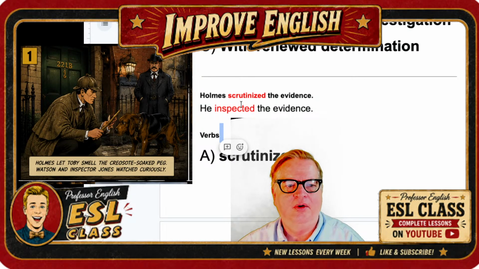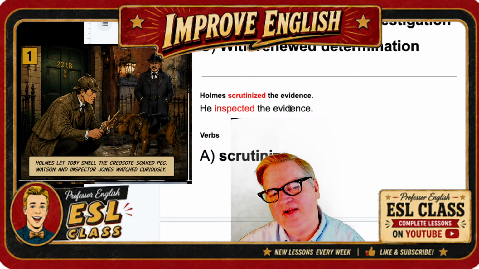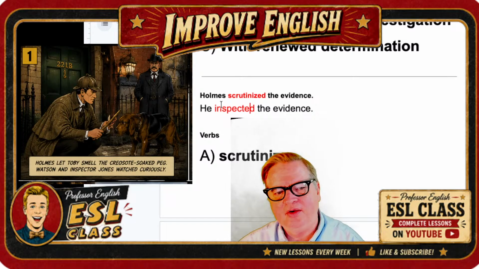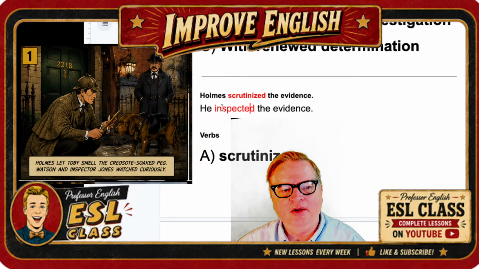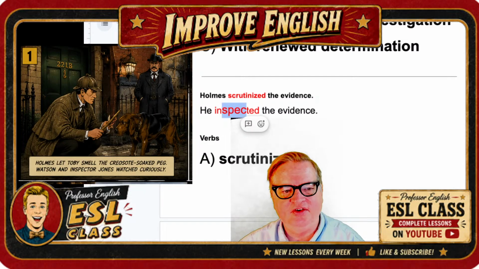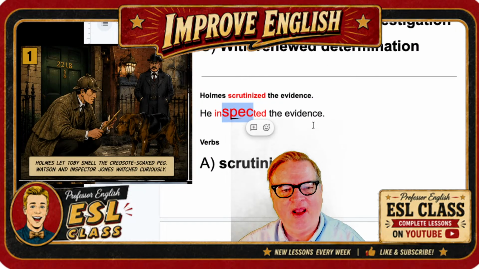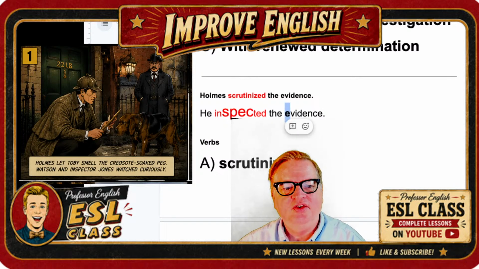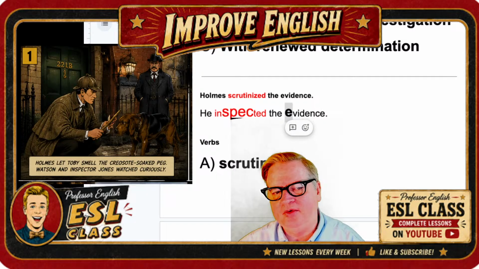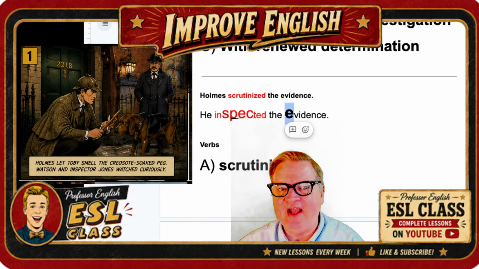Scrutinized, inspected, evidence. Inspected. The accented syllable is spec. Inspected the evidence. So let's just practice that rhythm for a moment. He inspected the evidence. He inspected the evidence. Yeah, that would be good.